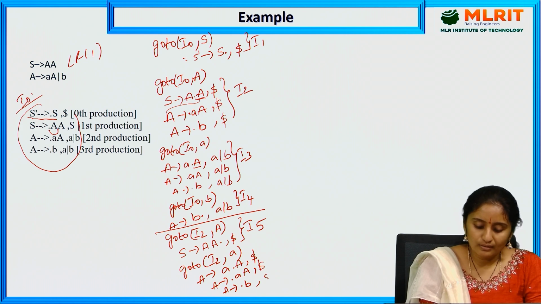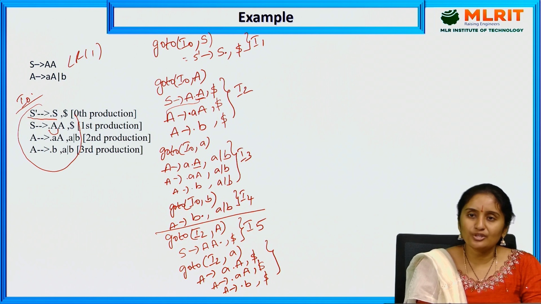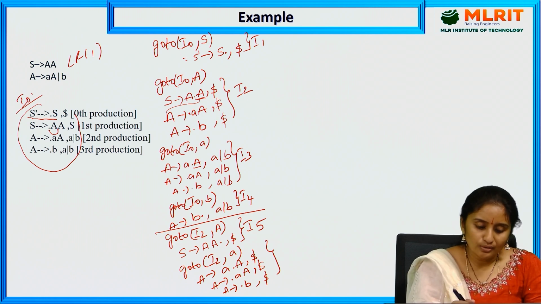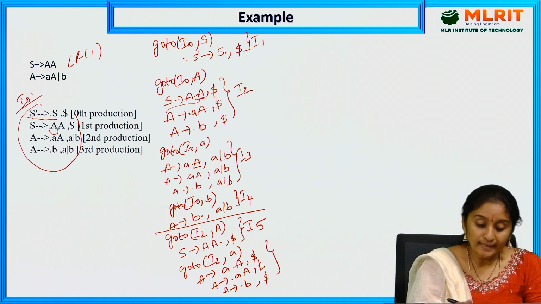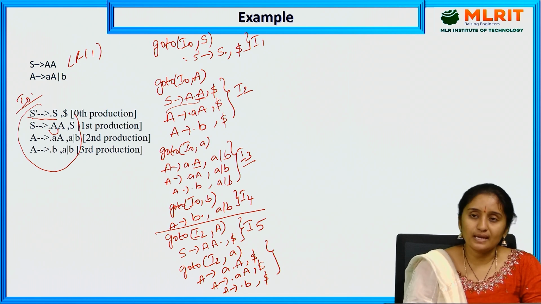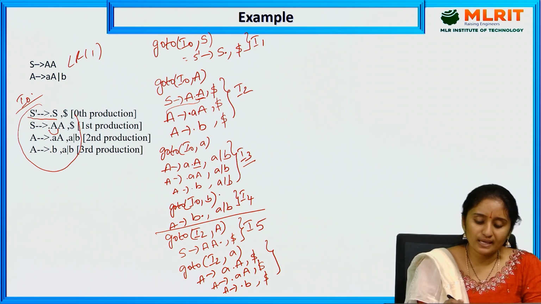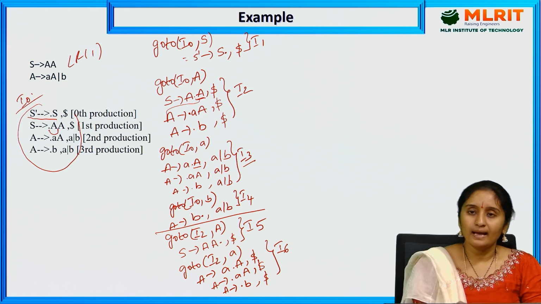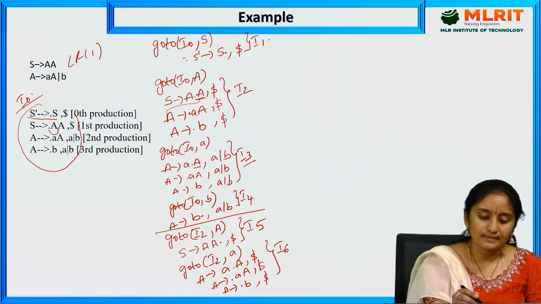Dollar, dollar, dollar. So check whether this production already exists in the previous states. Check A dot A. Yes, it exists here in I3 and here in I2 comma A. The productions are the same, but the look aheads differ, so we cannot write the same state. We are going for the new state, that is I6.